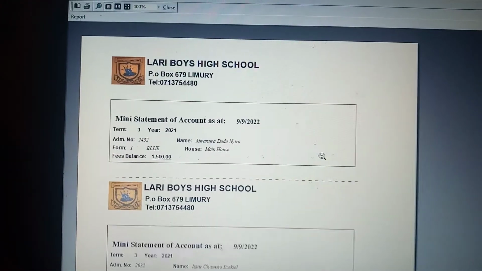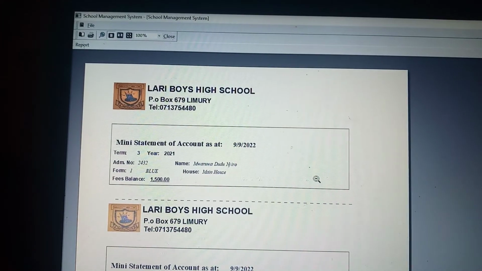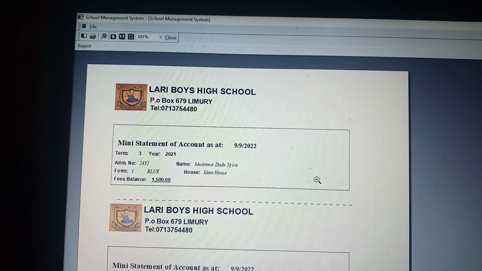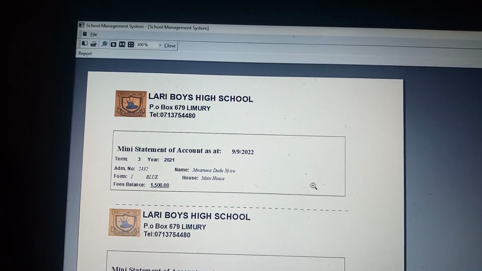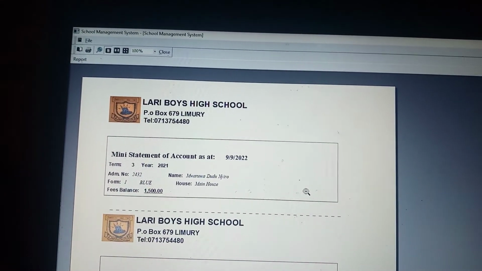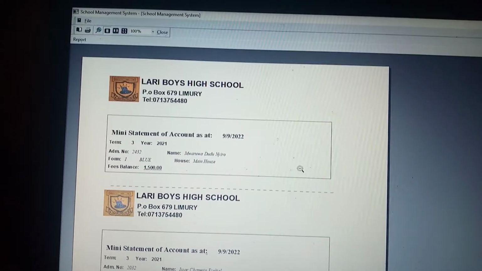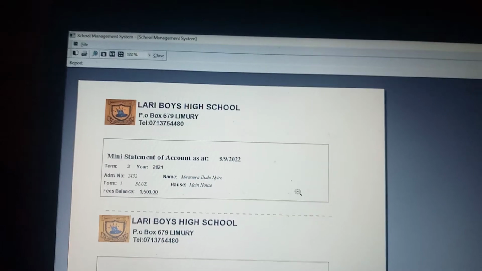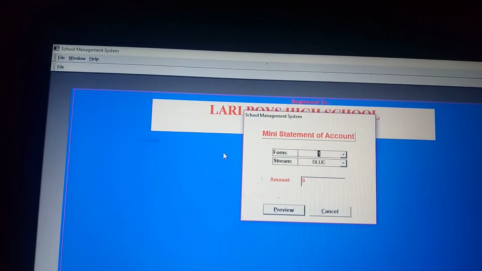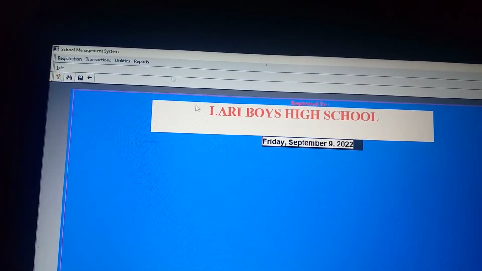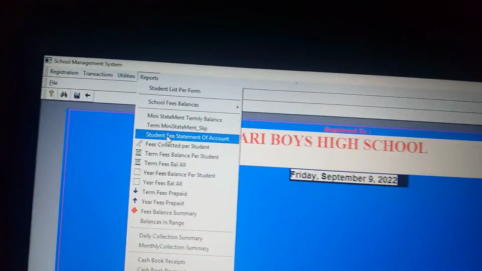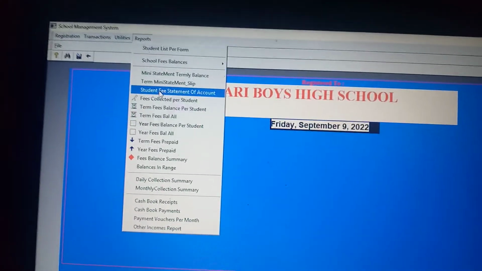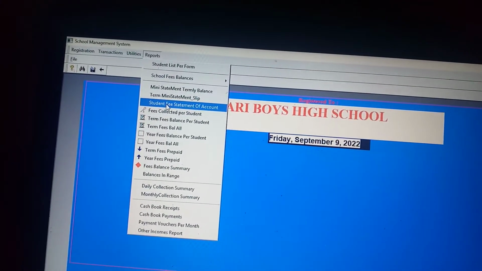Now this mini statement says that the fees balance for Mwanwa Dichu Nyiro is 15,000, and this is Form 1 blue. So you only need to print this report and give them as they go home, and the parent knows what is expected of him or her. It is a tedious process to prepare balances, especially when you don't have such a system. So with the system, it becomes very easy to do such tasks.